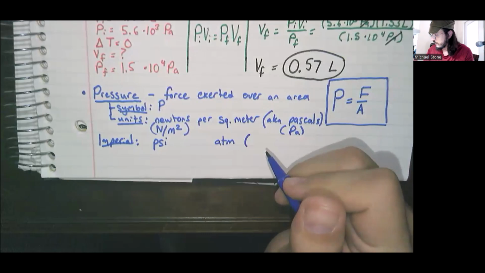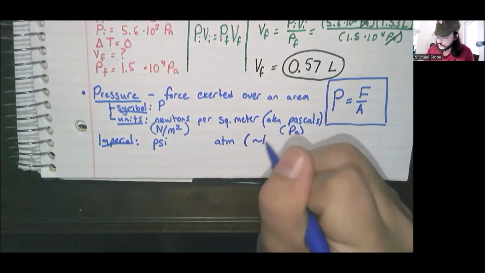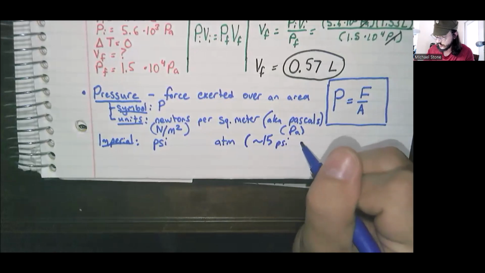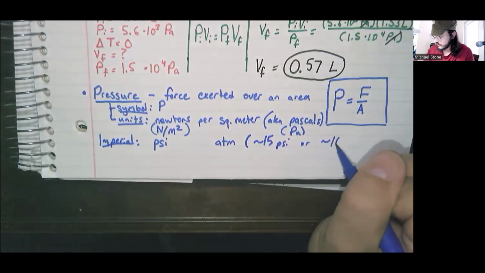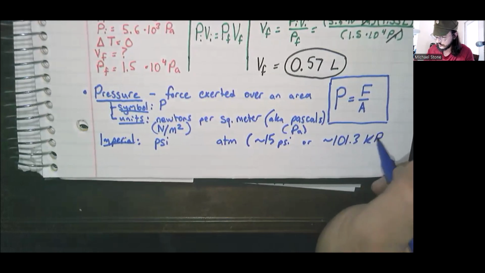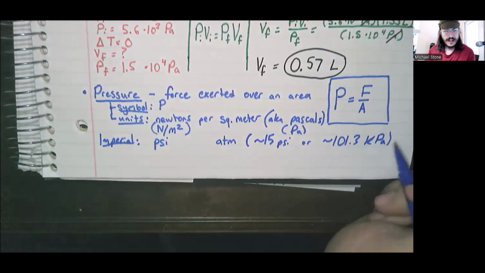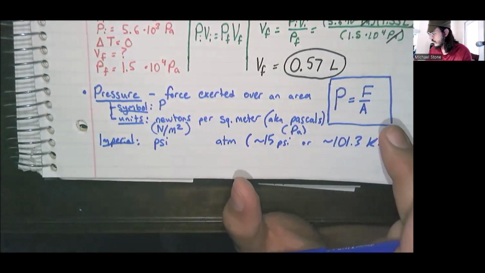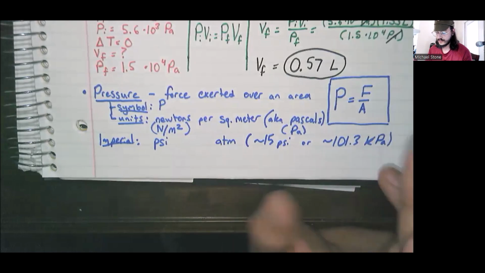An Earth atmosphere is about 15 psi, or about 101.3 kilopascals. I think that might be on your equation sheet. Double check it. I'm not promising that one, but I think it's on there.